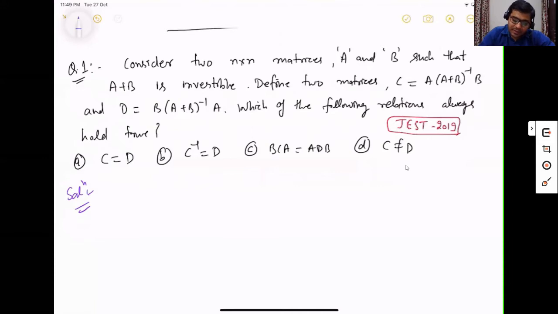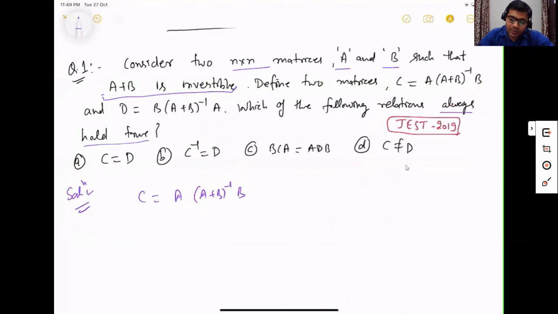So we have been given a C matrix, C is equal to A into A plus B inverse B. Now you see A and B are two n cross n matrices, right? And it's such that A plus B is invertible. That is, we can find the inverse of A plus B, which is A plus B inverse. So which of the following relations always hold true? In the options, there is C inverse equal to D and other options.